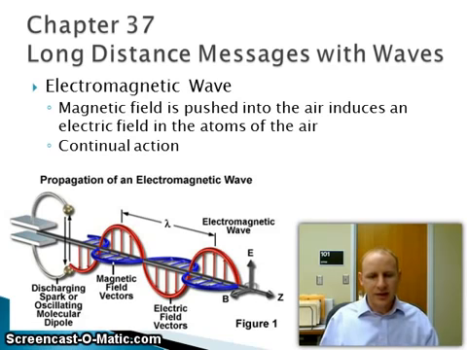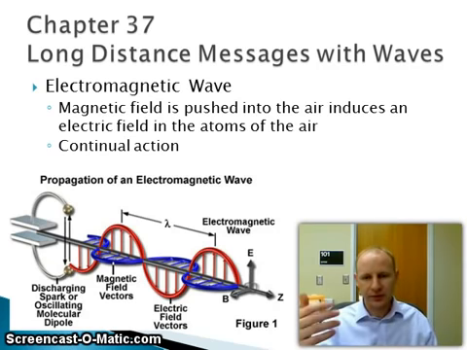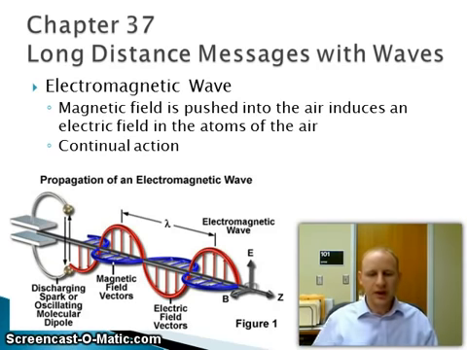And as that current is released, it creates an electric field in the atoms of the air, which then produces a magnetic field. As you see in the picture here, as one initiates, the other is a result of it. So if we start with a magnetic field, the result is an electric field in the atoms of the air. Then those electric fields produce another magnetic field, and so forth. So it's a back and forth from magnetic to electric, a continual action that goes on for quite some time.